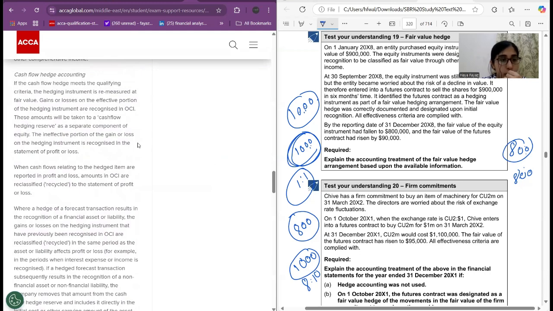The ineffective portion of the gain or loss, I want to annotate, to be honest. The ineffective portion of the gain and loss, why is it coming here? Okay, cross. I can't even do it.